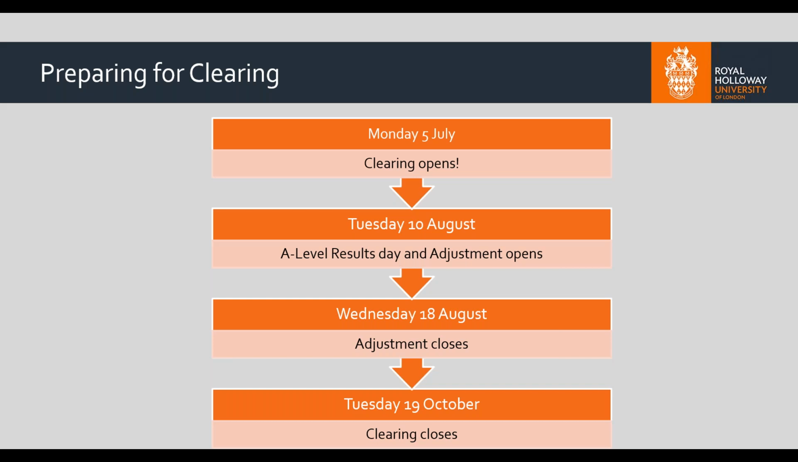Adjustment closes a week and a day later, on the 18th of August. So adjustment's only open for a week or so. If you are considering adjustment, you will have less time. Clearing doesn't close until the 19th of October. So you do have time, but bear in mind that usually the university term starts three weeks before that, maybe the 23rd or 24th of September, that kind of week. So bear that in mind if you are thinking about going to university this year. But clearing does close a lot later on.